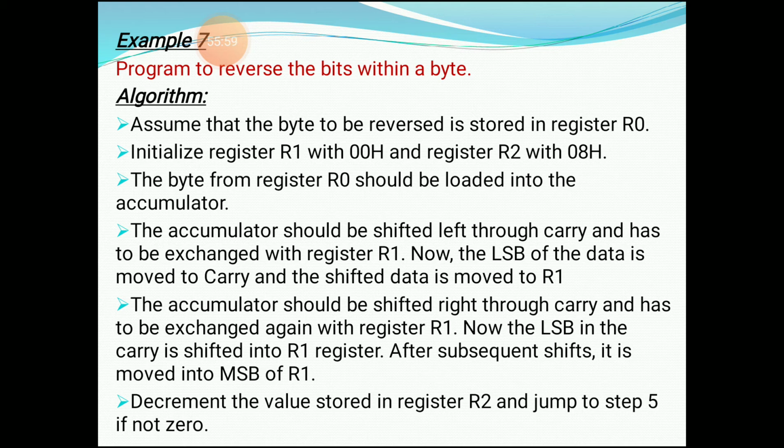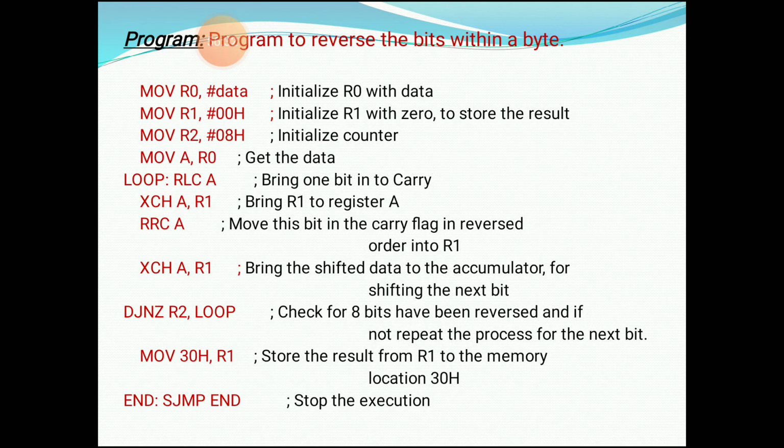The accumulator should be shifted left through carry and exchanged with register R1. Now the MSB of the data is moved to the carry and the shifted data is moved to R1. The accumulator should be shifted right through carry and exchanged again with register R1. Now the bit in the carry is shifted into the R1 register. After subsequent shifts, it is moved into the MSB of R1. Now decrement the value stored in R2 and jump to step 5 if not 0 and repeat the process. This is the program to reverse the bits within a byte.